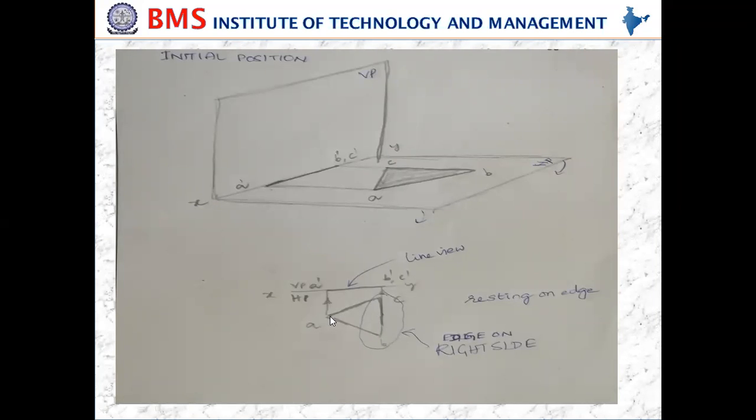Once you draw the top view, from point A you need to project onto the XY line only. Why? Because the lamina is resting on HP. The lamina itself is resting on HP, so the front view is obtained only on the XY line. So A is projected onto the XY line. B and C are also projected onto the XY line. See here, B and C both are coinciding. Is it clear?